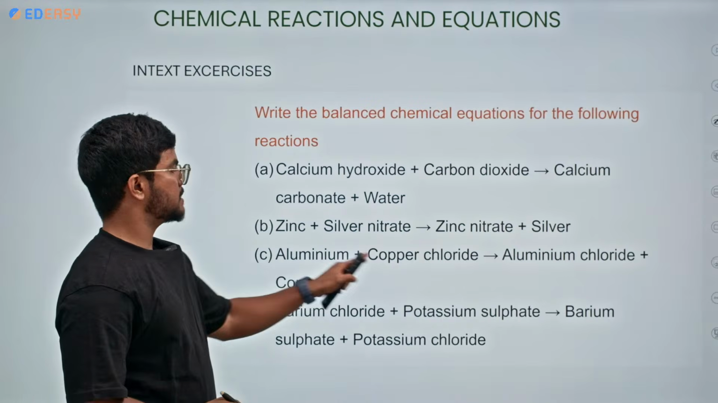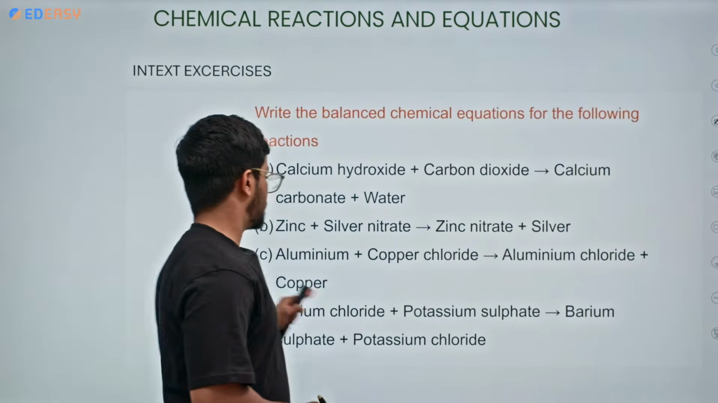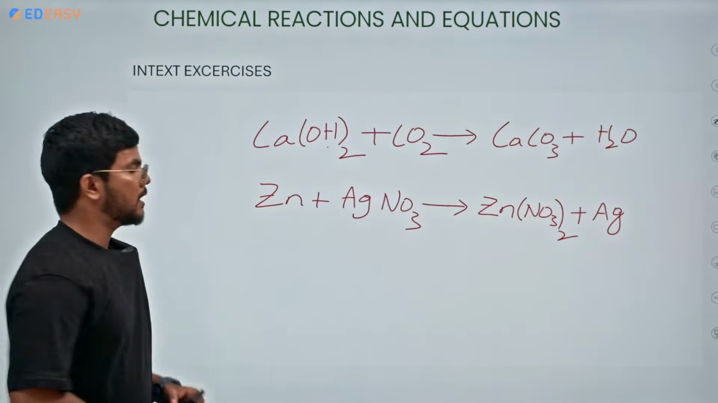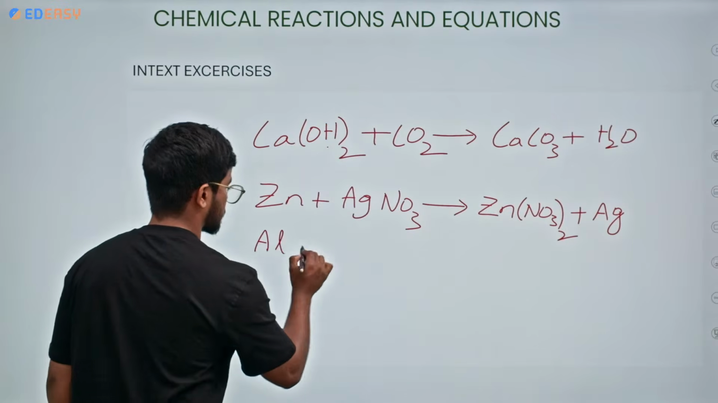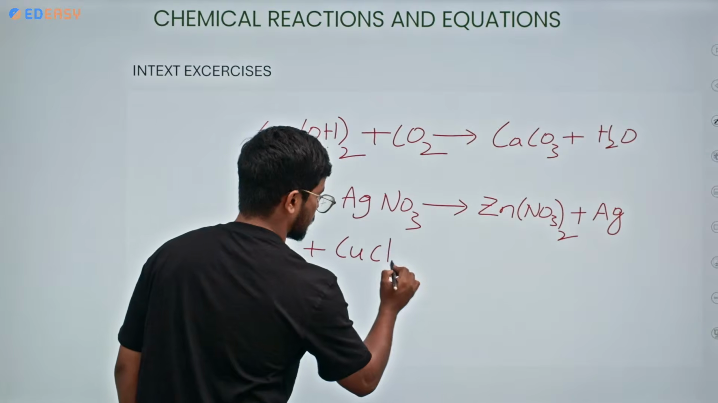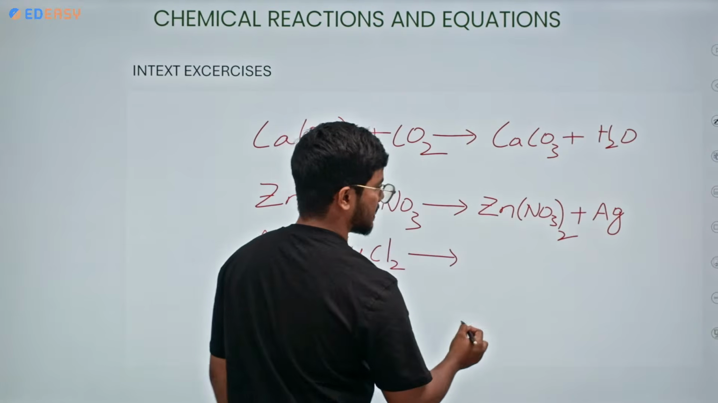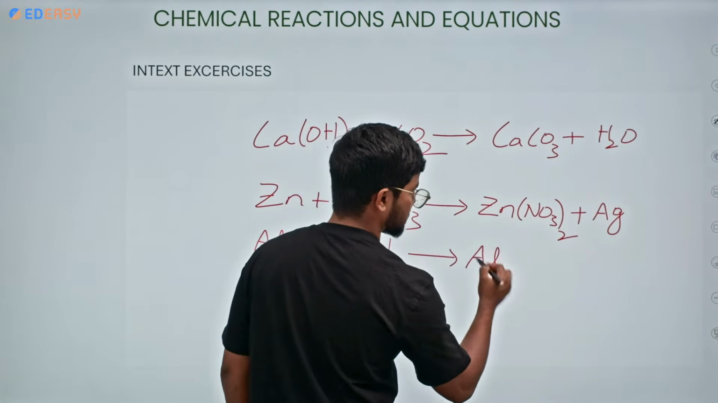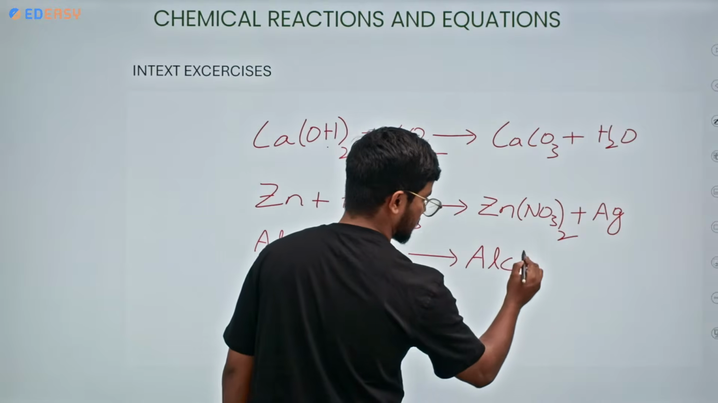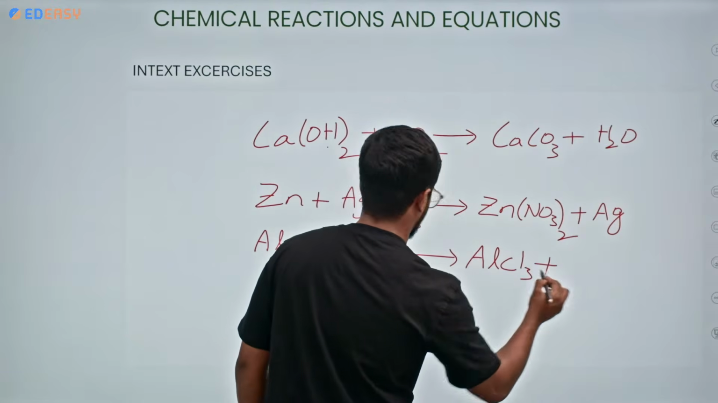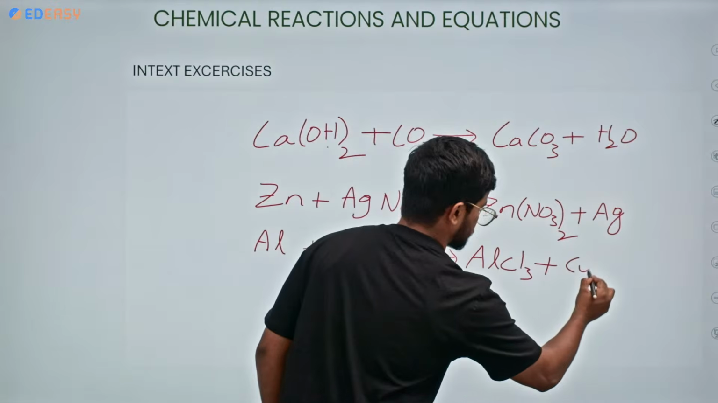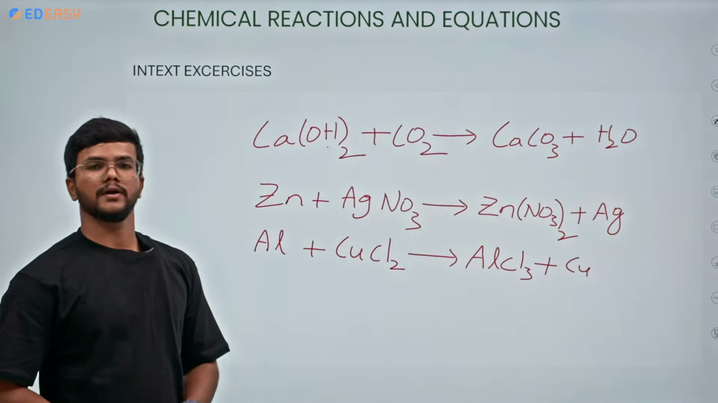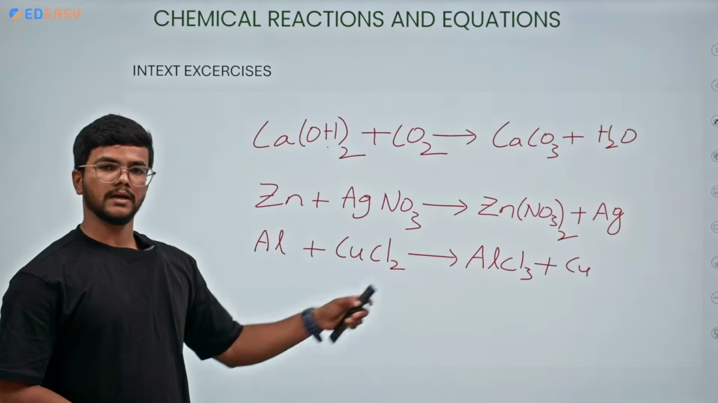Next, aluminum plus copper chloride gives aluminum chloride plus copper. Okay, aluminum plus copper chloride, CuCl2, gives AlCl3. Aluminum chloride means aluminum charge is plus 3, chlorine charge is minus 1. Crisscross, AlCl3 gives plus copper. So this is the representation of the word form of the reaction in the molecular form.